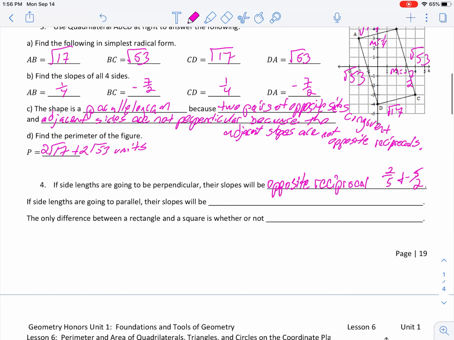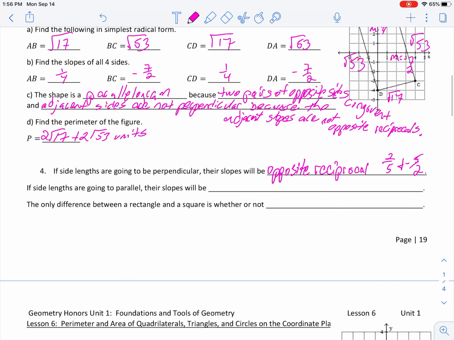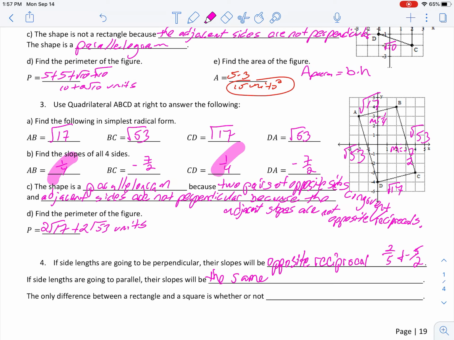Now, we haven't really got into parallel yet. I should have probably on this last 2, but we haven't really got into that. If the side lengths are going to be parallel, the slopes will be the same, okay? So when I look back at example 3, when I look at the opposite sides that I found with their slopes, like 1/4 and 1/4, that was 1/4 here, that was 1/4 here. Those sides are parallel because their slopes are the same.